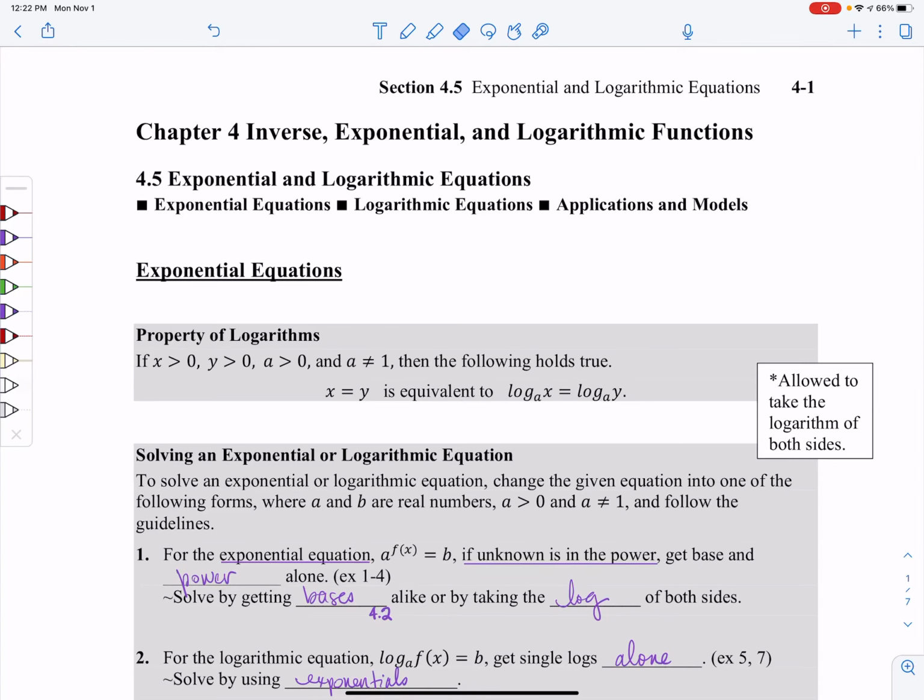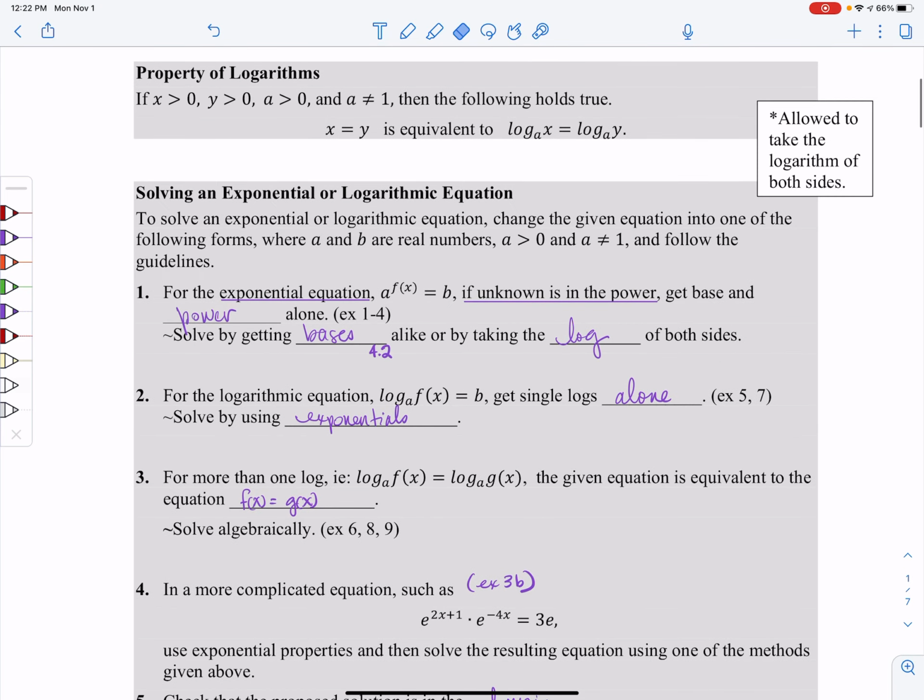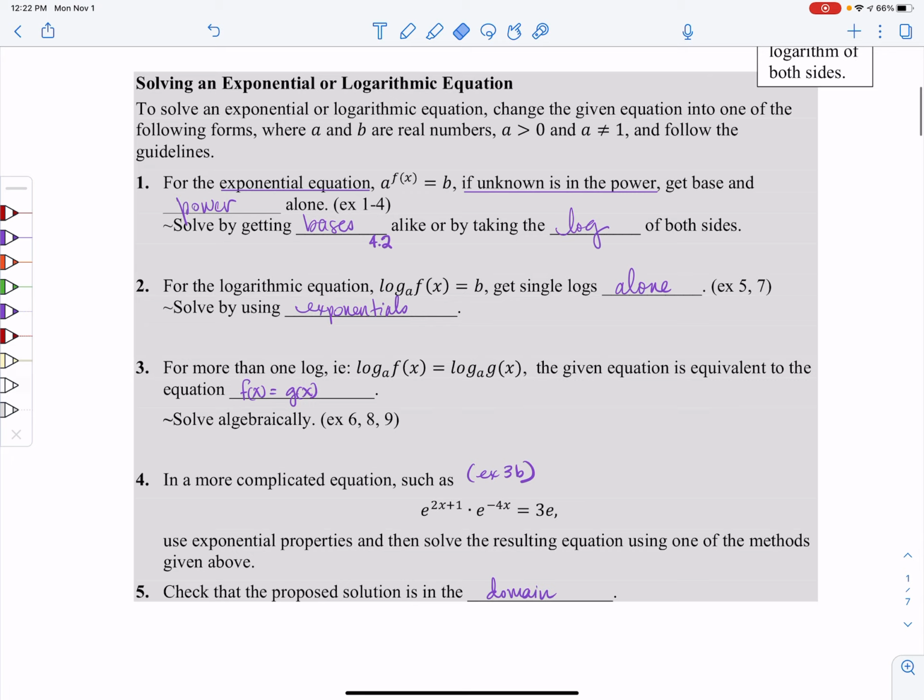All right, folks, we're still in section 4.5. This is the second video that I'm doing here, and I want to look at the second method of solving our exponential or our logarithmic equations.